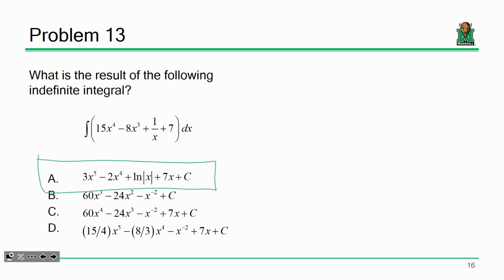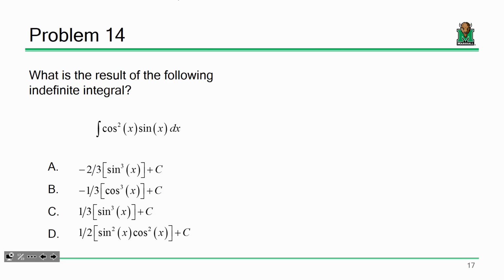All right. Since I know it's your favorite of the three, we'll be doing Calc 2. All right. What is the result of the following indefinite integral? Oh. Circle C and move on. It'd be funny if that actually was the answer.